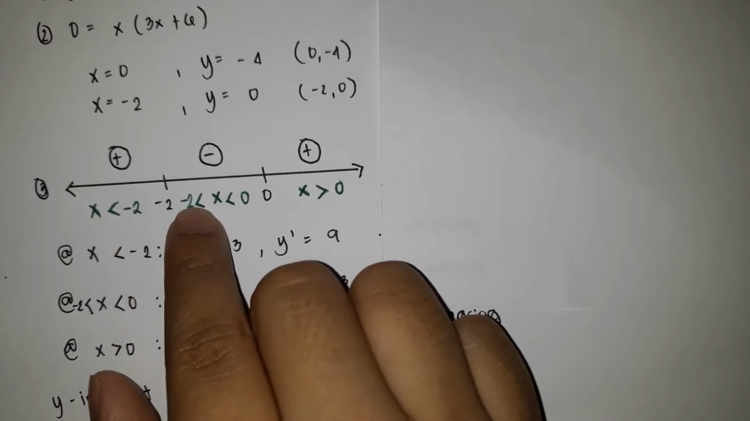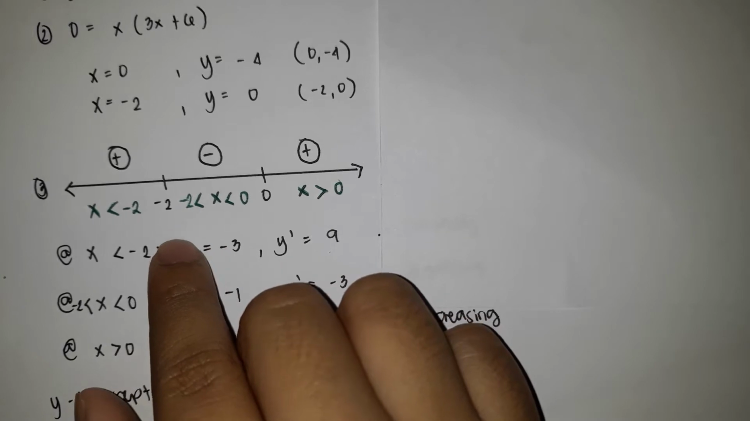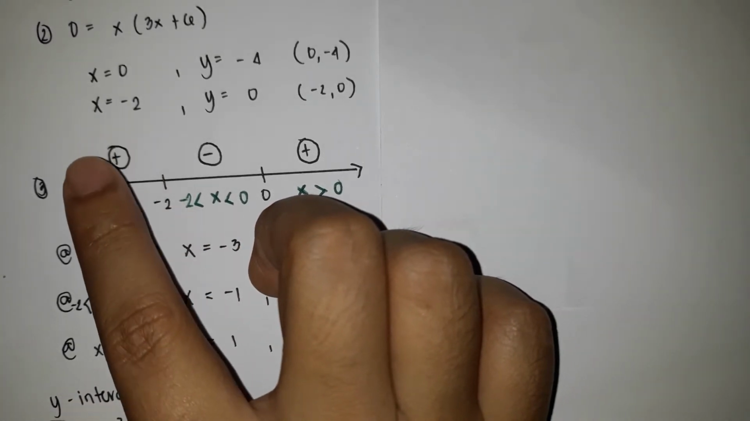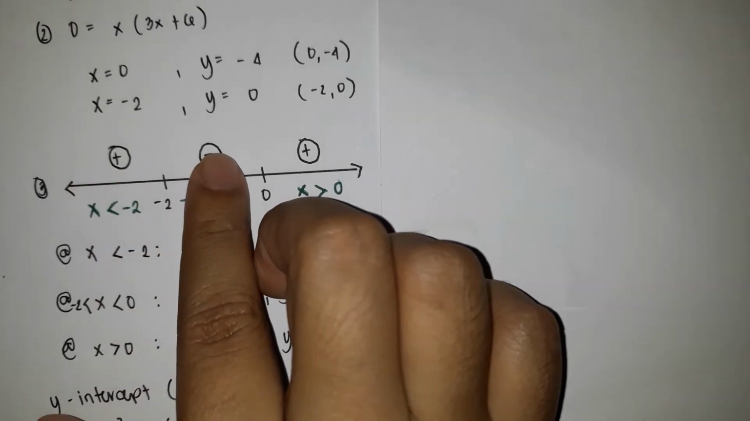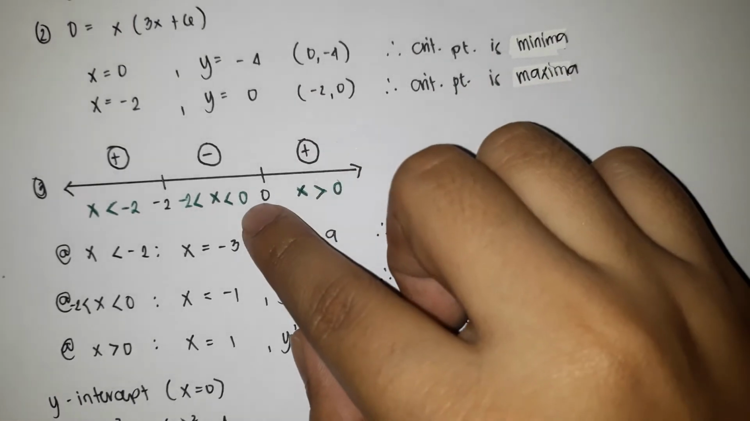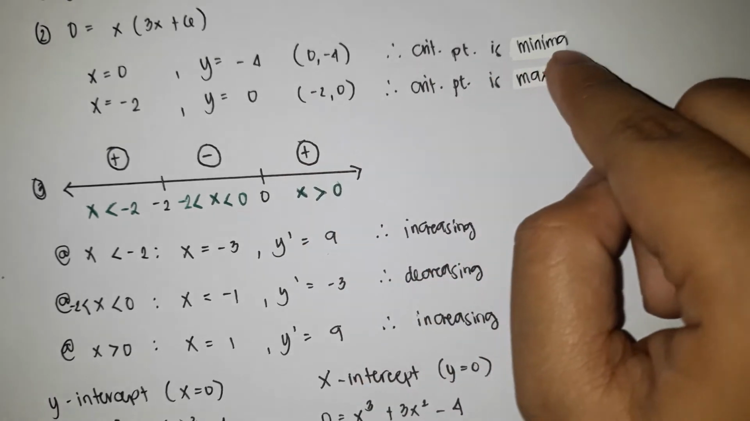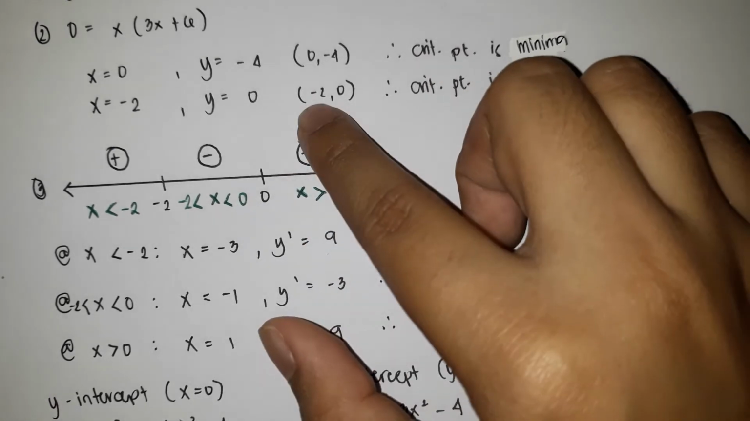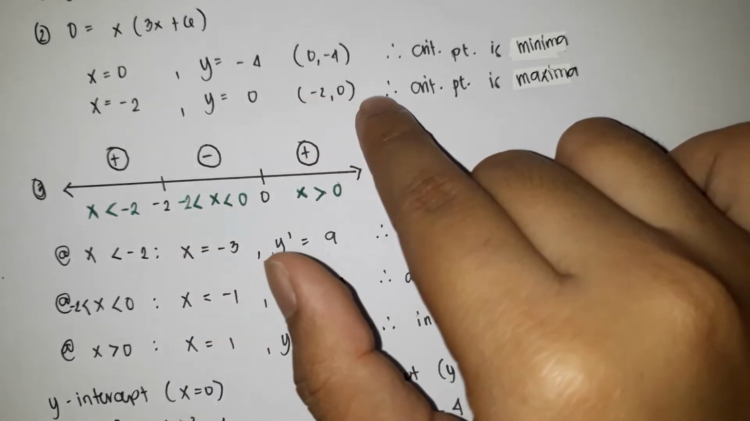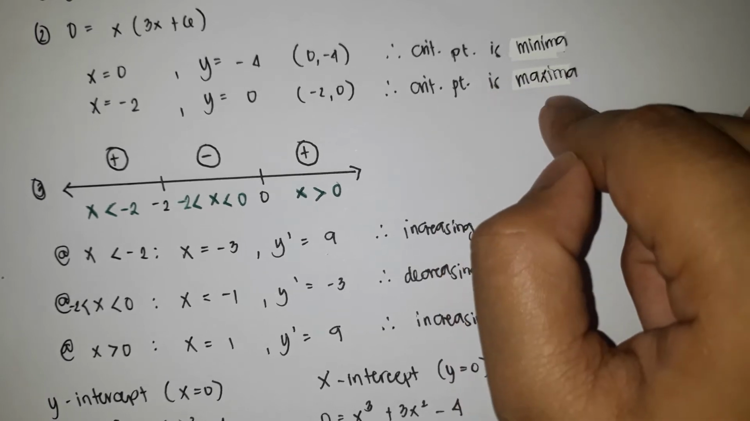So now we can say that at x equal to negative 2, the intervals less than negative 2 and greater than negative 2, the curve goes from positive to negative. So therefore, our critical point (0, negative 4) is a local minima. And the critical point (negative 2, 0) is a local maxima.